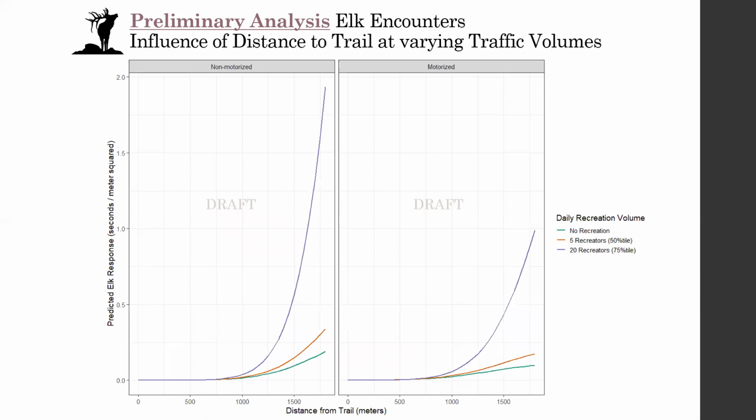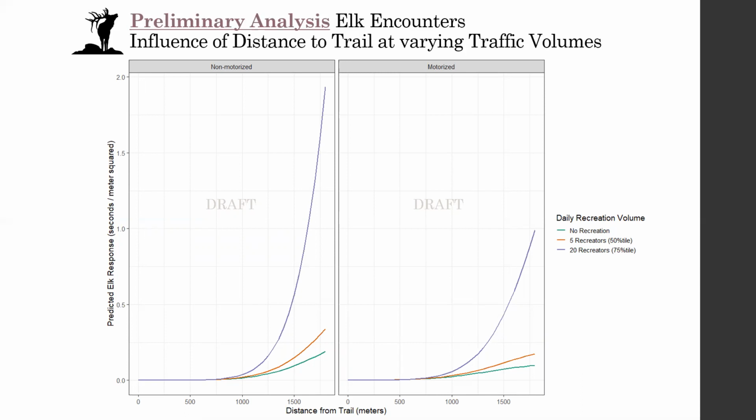Again, these are preliminary results, but these graphs show the predicted elk encounters on the y-axis as a function of distance to trail, which is shown on the x-axis. The panel on the left is non-motorized routes, and the right panel is motorized routes. Different colored lines represent varying recreation traffic volumes. As you can see, our cameras showed a higher likelihood of encountering elk the farther away you get from a trail, with more elk encounters away from the non-motorized routes.